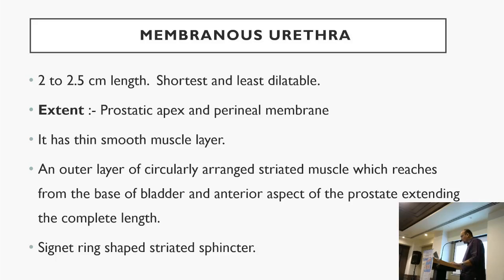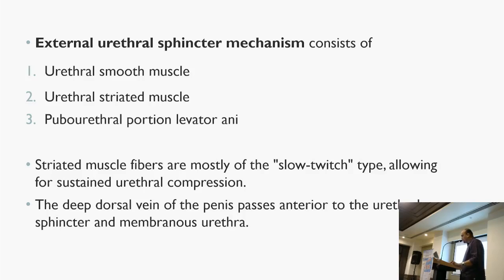Extent is from prostatic apex to perineal membrane. It has a thin, smooth muscle layer, an outer layer of circularly arranged striated muscle, which reaches from the base of the bladder and anterior aspect of the prostate, extending in the complete length. It is signet ring-shaped striated sphincter. The external urethral sphincter mechanism consists of three parts: urethral smooth muscle, urethral striated muscle, pubourethral portion of levator ani. Striated muscle fibers are mostly of the slow twitch type, allowing for a sustained urethral compression.